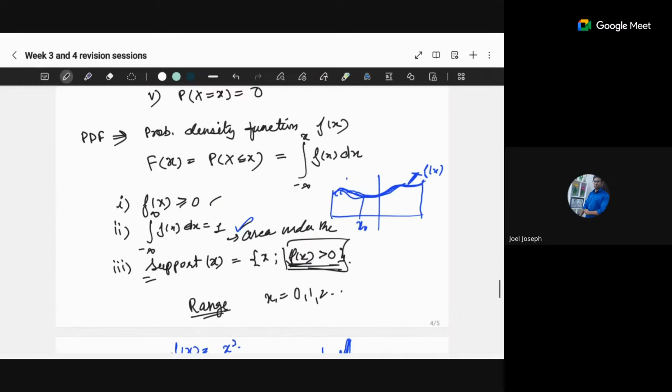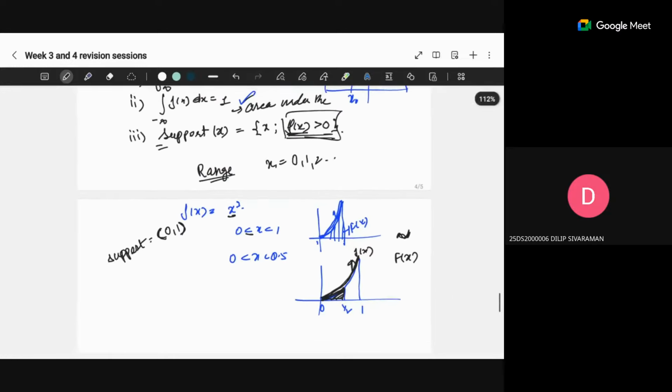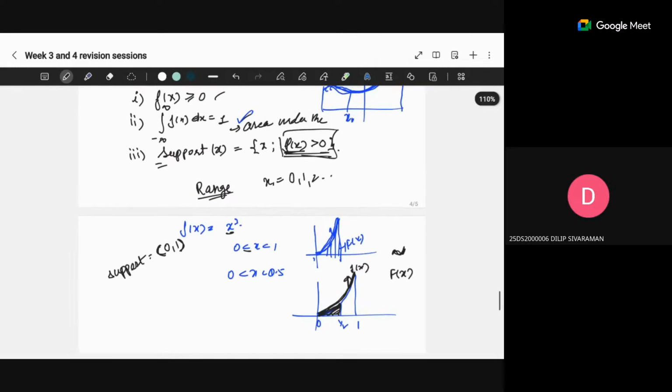Okay, this was all about PDF. Anything else remaining in week 4? That's it, right? Yeah. Again, about support, ma'am. Question about support? Yeah, tell me. The definition says it's greater than 0.